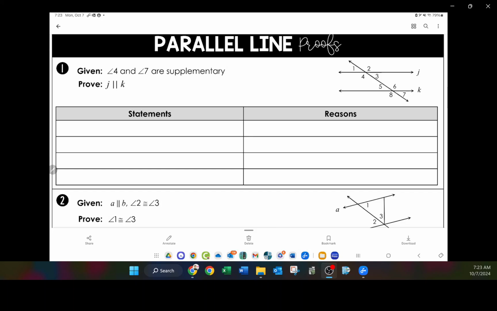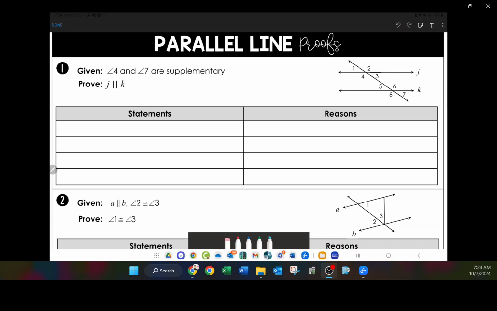Parallel line proofs. Now, this is going to take in some of the concepts that we talked about in the previous chapter, the small section we did on proofs. So the transitive property is going to come up. I don't think the reflexive property is going to come up much, but you'll probably see the transitive property every now and then.